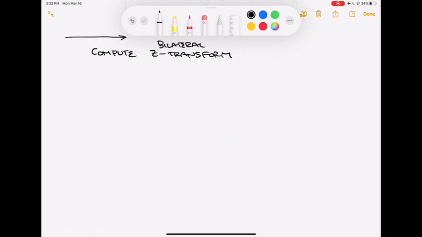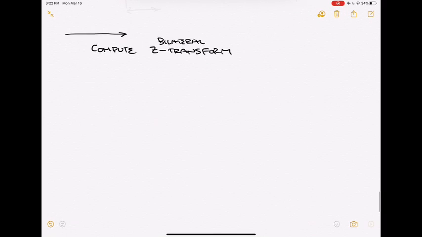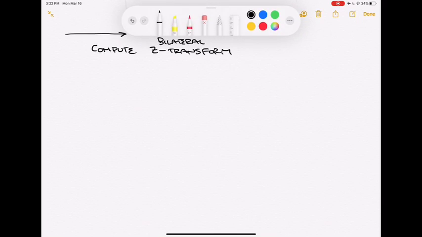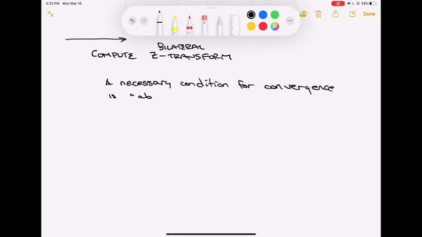To be useful, the Z transform has to converge. It can't go off to infinity. So let's talk a little bit about convergence ideas in this particular case. A necessary condition for convergence is this idea of absolute summability, something like that.